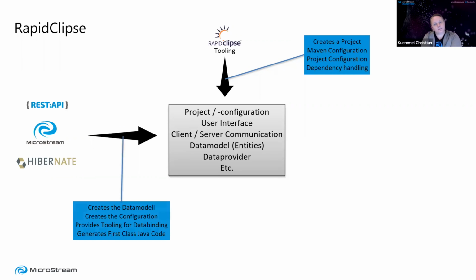And what RapidClipse does is it creates a data model for us, especially with Hibernate. You will be able to import your database tables to the project, and you will get really well-configured entities. It provides tooling for data binding, of course, and you will get first-class Java code, which should be written anyway, so it's not crappy code in the end.